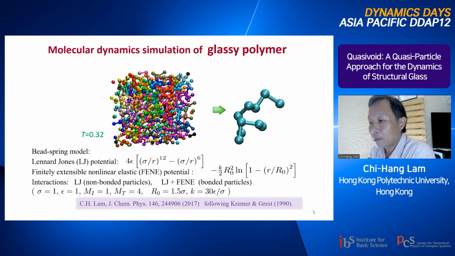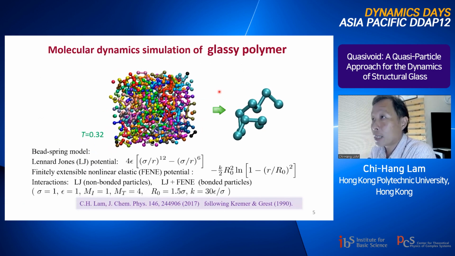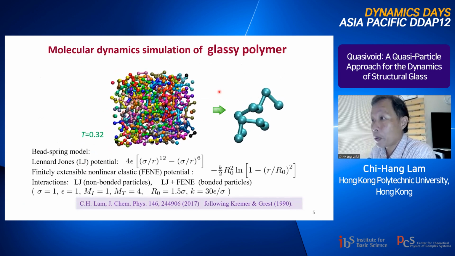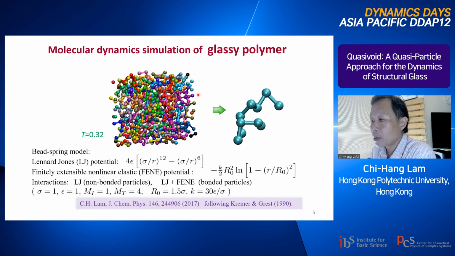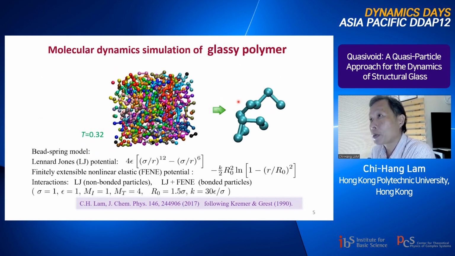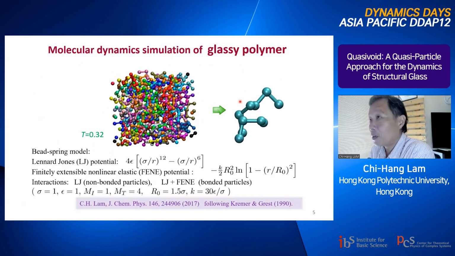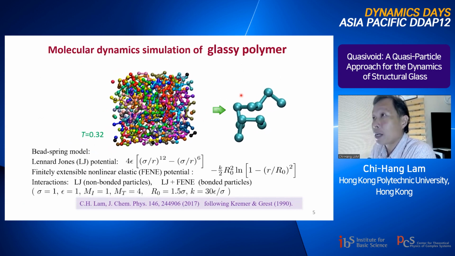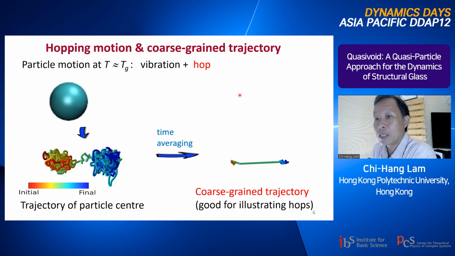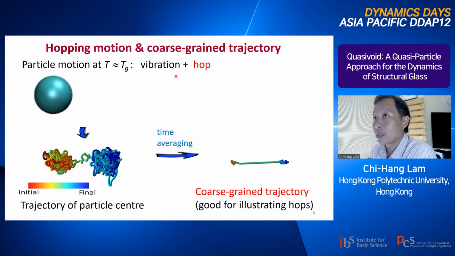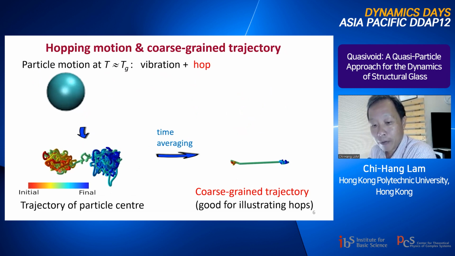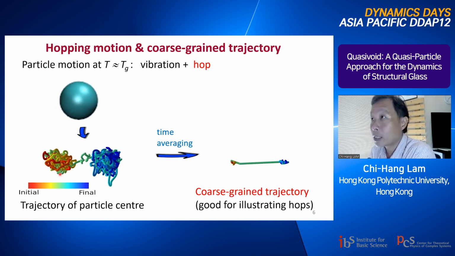This is some small-scale molecular dynamic simulation of glassy polymer. So in this polymer melt, we can single out a polymer, look at what happens, and then we can further single out one of the monomers, that is one particle, like this. At very low temperature, the motion consists of vibration and hop. So we can look at it more clearly from the trajectory of its center.